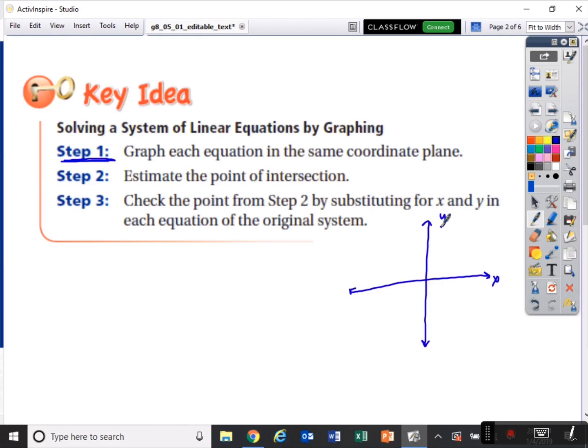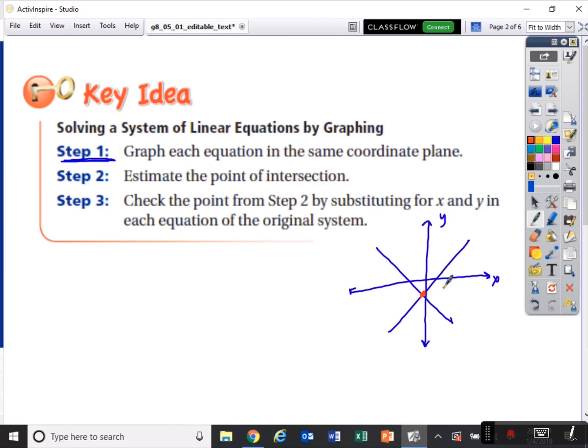So you're not going to do two graphs. You're going to do two lines in one graph. So one of them might be here and another one over here. Because if we put them together like that, we'll now be able to see, hey, here's where they intersect. That's my answer. Okay? Step 2, estimate the point of intersection.